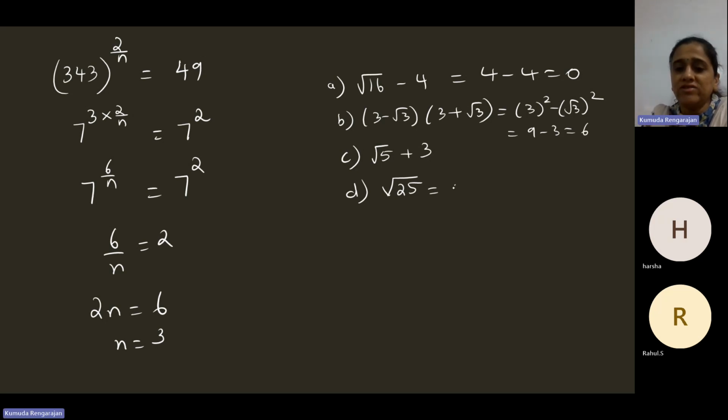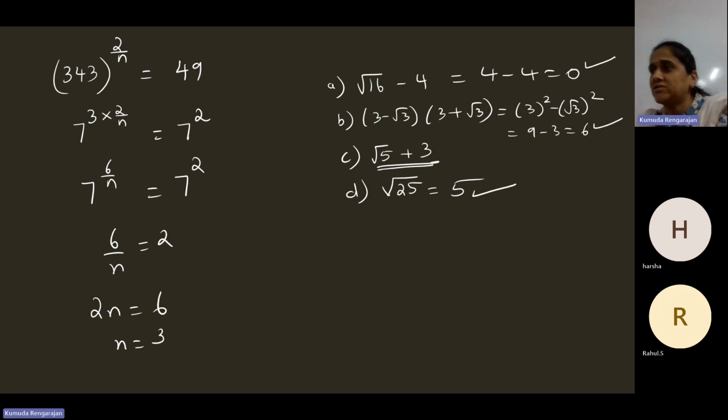And then square root of 25 is 5. So 0 is rational, 6 is rational, 5 is rational. This one is irrational, root 5 plus 3. Root 5 is an irrational number because it has a non-terminating, non-repeating decimal expansion. Plus 3 will be another non-terminating, non-repeating decimal expansion. So C represents an irrational number. Got it? Yes.